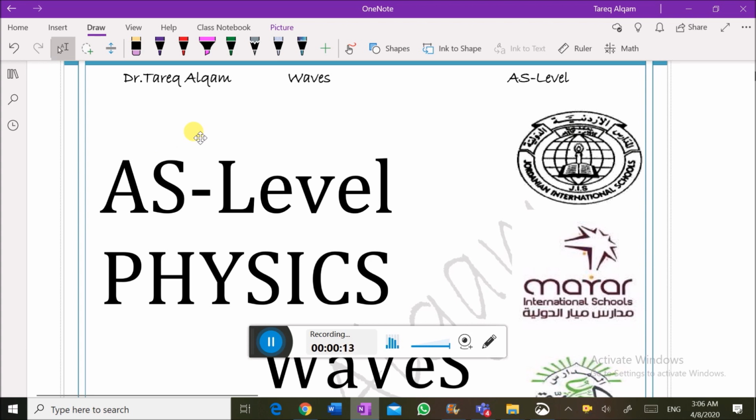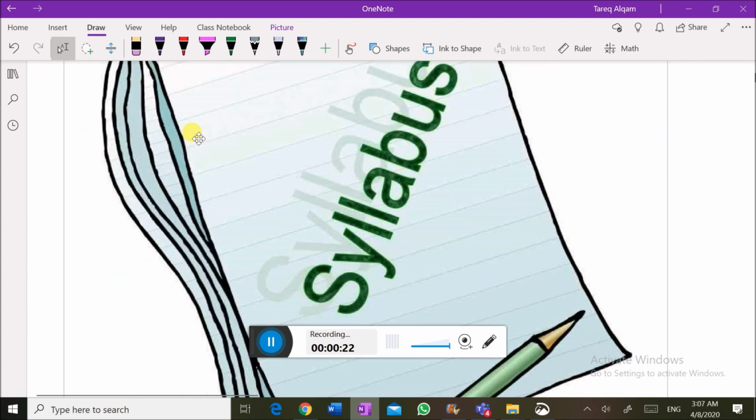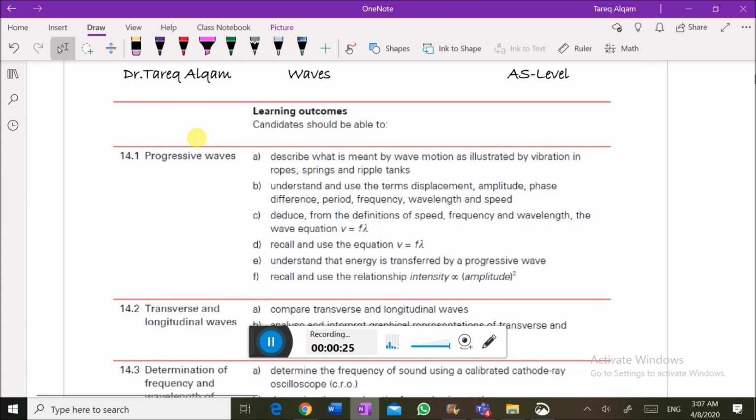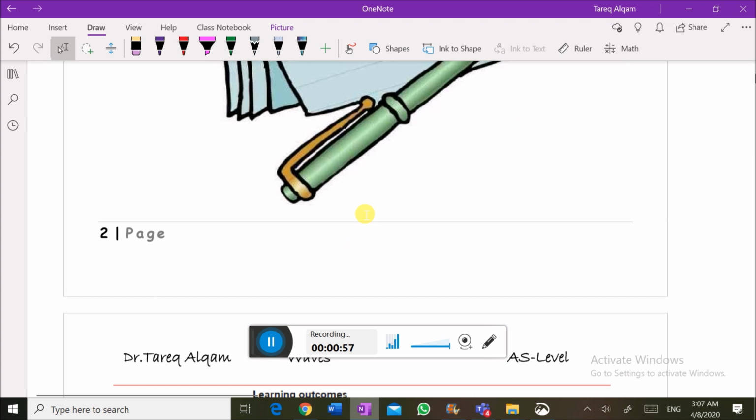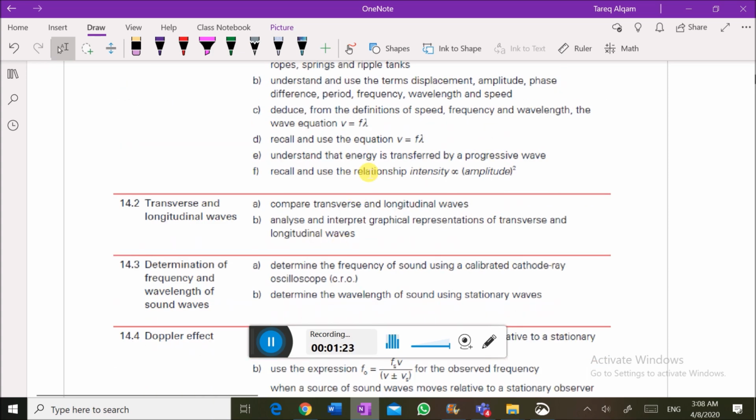Today we will start talking about the third topic in this syllabus, which is about the waves. In our syllabus for this topic, first of all, we'll talk about the basic variables of the waves, like certain definitions that are related to the waves, like progressive waves. Describe what is meant by the wave, vibration drops, spring, ripple tanks. Understand these concepts: displacement, amplitude, phase. Deduce from the definition speed, frequency, this wave equation. Recall and use this wave equation.